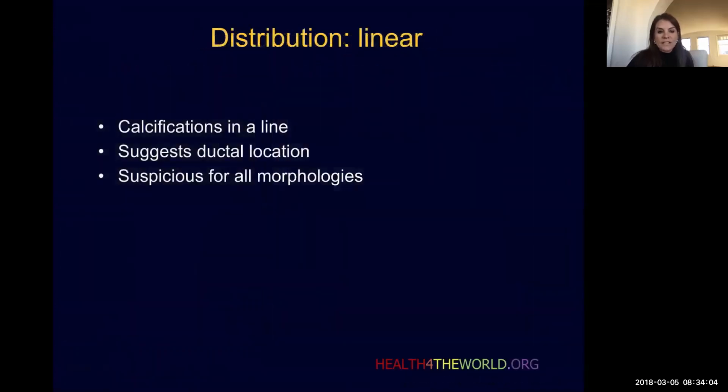So moving on to our 2 last distributions, which are both suspicious. We'll start with linear. These are calcifications in a line that suggests the ductal location and is suspicious for all morphologies that do not fall into the characteristically benign calcifications that we reviewed earlier.